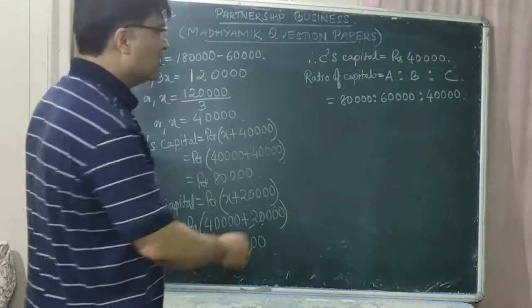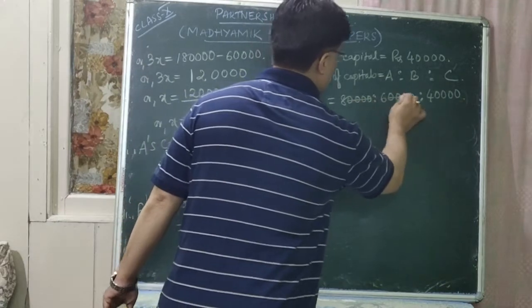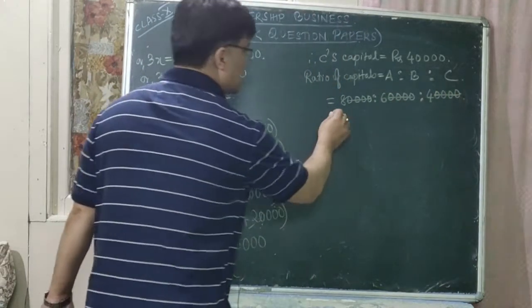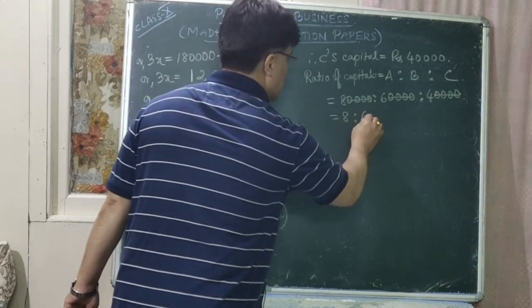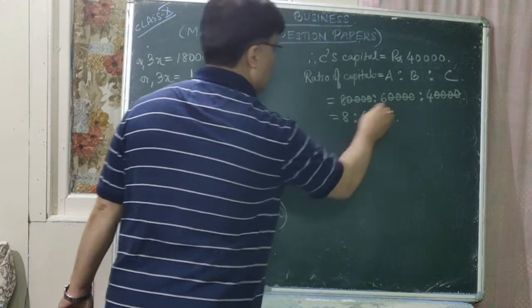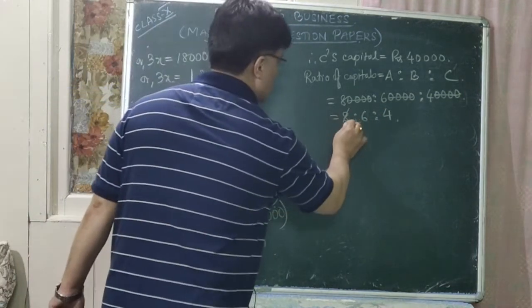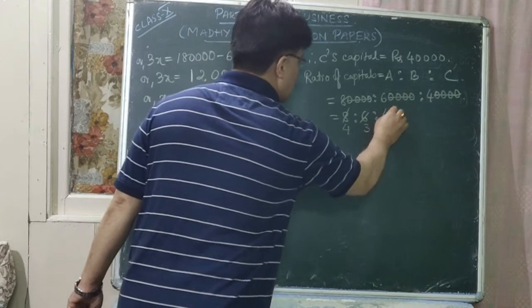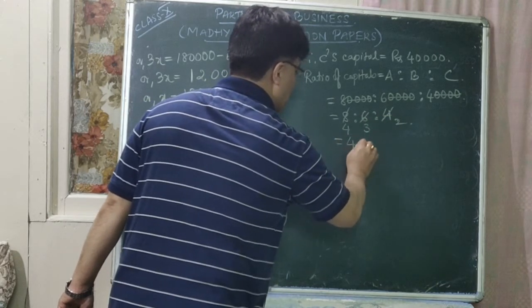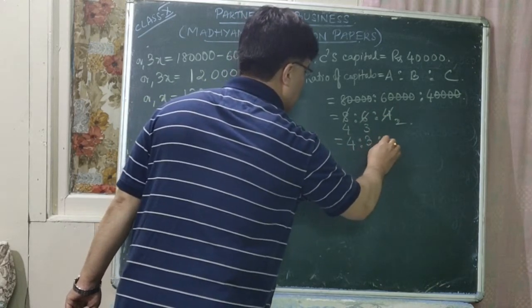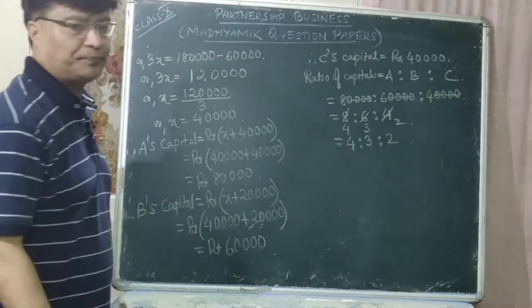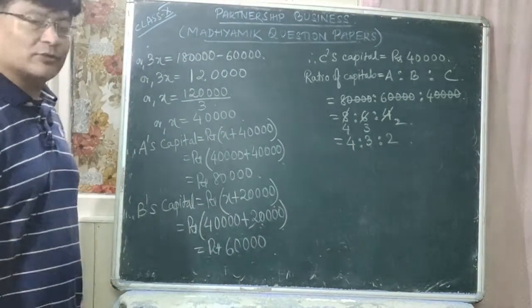Now we can cancel this common term. These four zeros get cancelled, which is equal to 8 is to 6 is to 4. Again, you can cancel them. 2 4s are 8, 2 3s are 6, 2 2s are 4, which is equal to 4 is to 3 is to 2. So I think you have understood it.